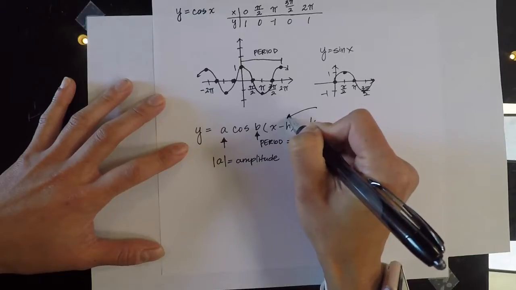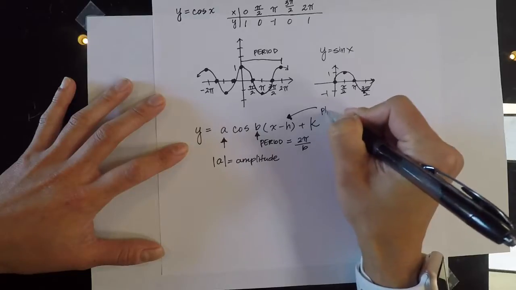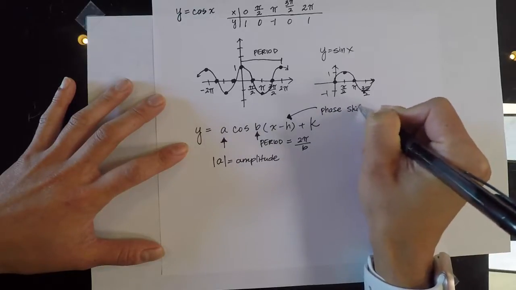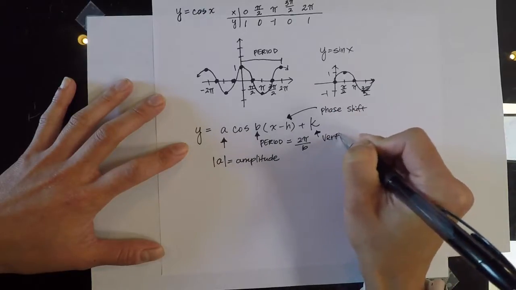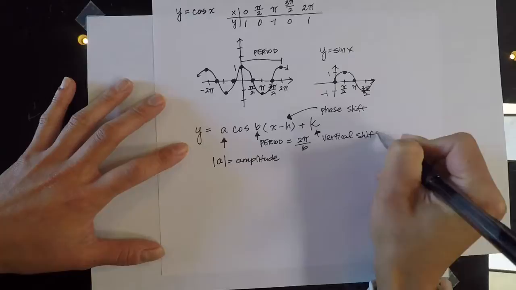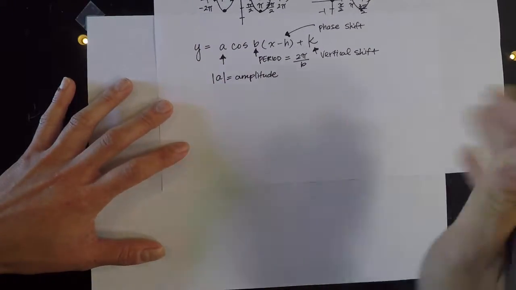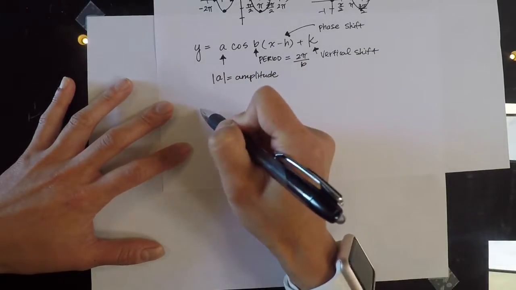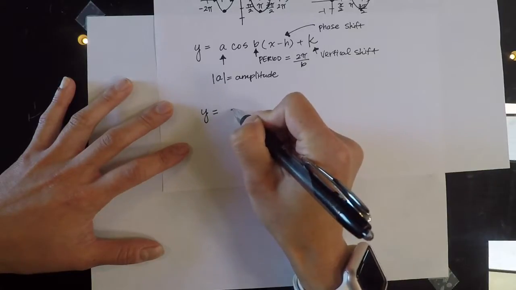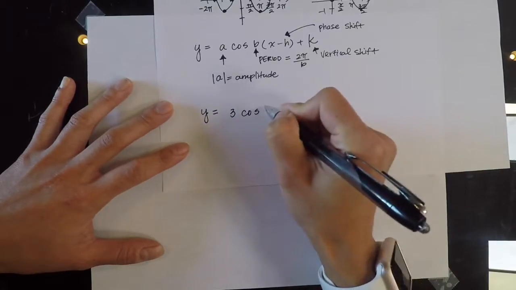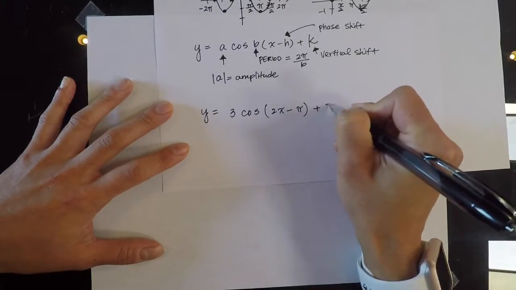H is the number that is inside the quantity with the x. The H provides us information about the phase shift, and this constant outside by itself will provide us information about vertical shift. Okay. All right, so let's do one complex equation graphing cosine that deals with all the shifts. Okay, so I'm just gonna make it up. Let's do 3 cosine (2x minus pi) plus 2.